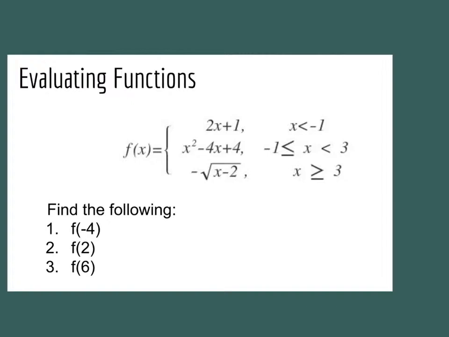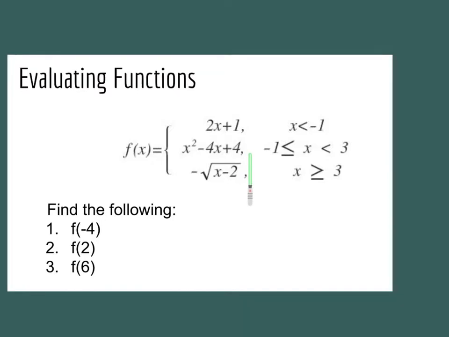So for instance, this function that we have right now is divided into 3. That is, 2x plus 1 is the expression that we use when x is less than negative 1, or if the number is below negative 1. If the number is between negative 1 and 3, the function takes the form of x squared minus 4x plus 4, which is a parabola. However, if x is greater than or equal to 3, then the function will take negative square root of x minus 2.